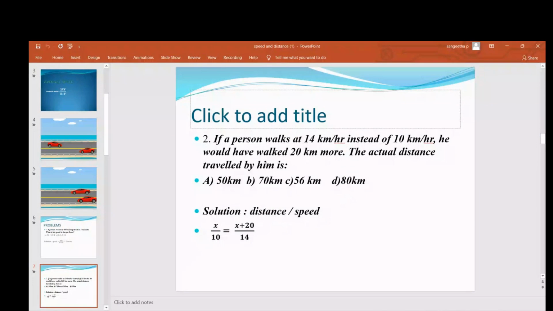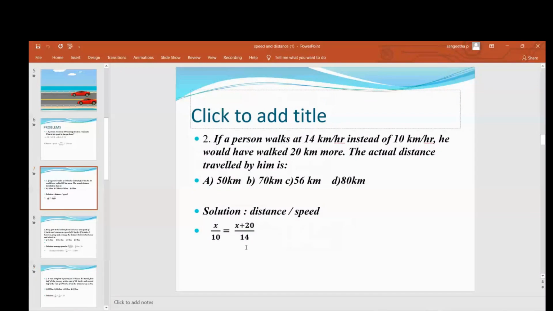On that particular day his speed is 14 kilometer per hour instead of 10, so divide by 14. So x by 10 equals x plus 20 by 14. Solving this, you get 70 kilometers. The answer is option B. When you are free, you can substitute and solve, and you can easily get the answer.